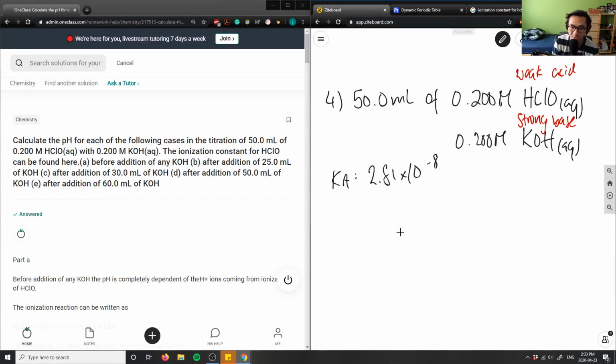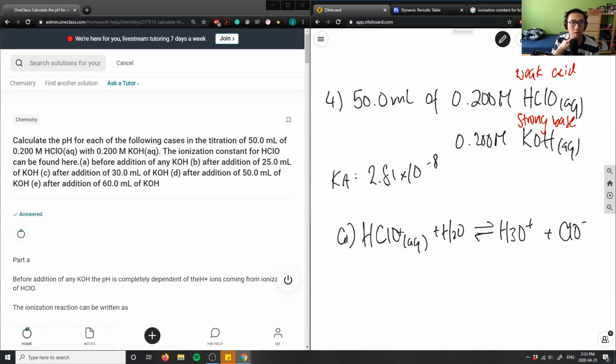In order for us to find out, we have to first write out our chemical formula, right? So we have HClO aqueous, which is going to dissolve in water. Water is our solution here. It's going to be in an equilibrium, and what I'm going to get is H3O plus, which is our acid, plus ClO minus, which would be our conjugate base here.